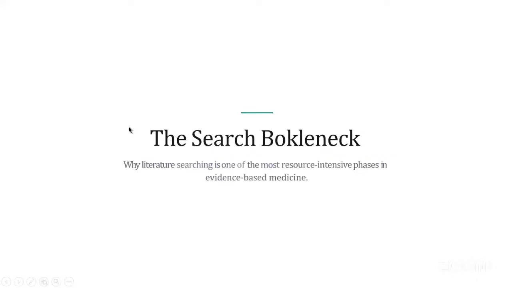There's this thing called the search bottleneck. When doing a systematic review, usually the literature search is the most time consuming stage because the goal isn't to find a few relevant papers. It's to find every single relevant paper out there for your specific question, which sounds reasonable in theory. But it's very difficult because you're searching through massive databases like PubMed and Embase, which have millions and millions of publications. So it's tricky in practice.